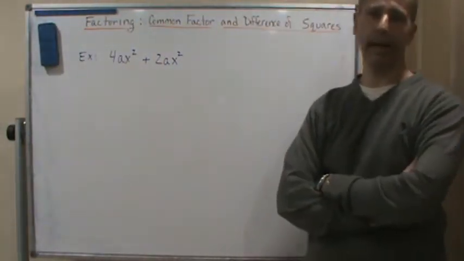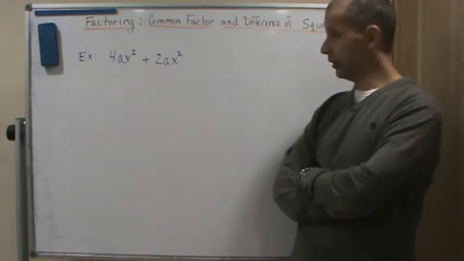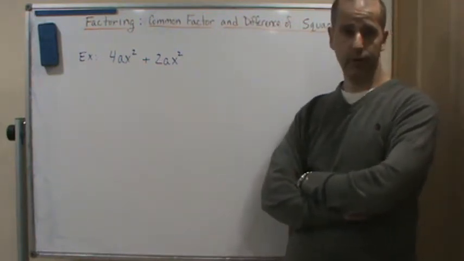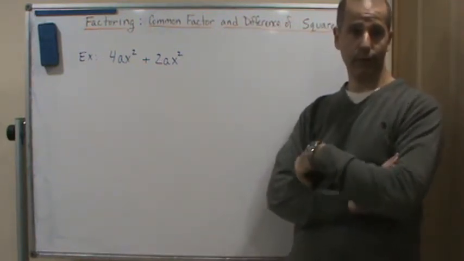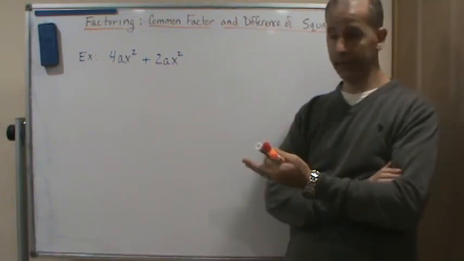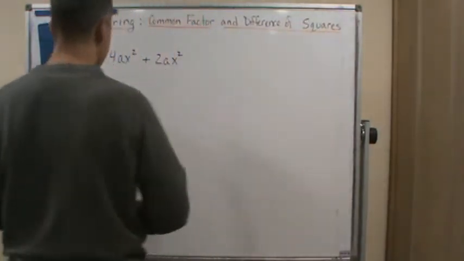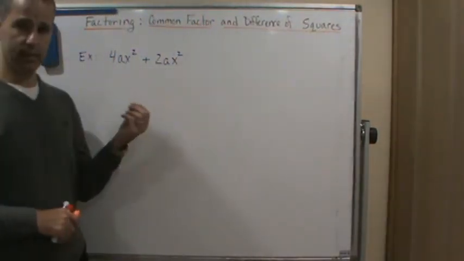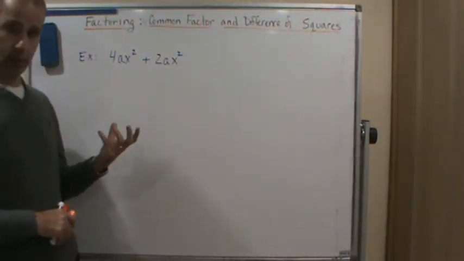Okay, so welcome back. Now what we're going to do is look at this type of polynomial. We're going to factor out the greatest common factor, which in this case is a common monomial again. And notice, again, we want to find the greatest common factor, right?